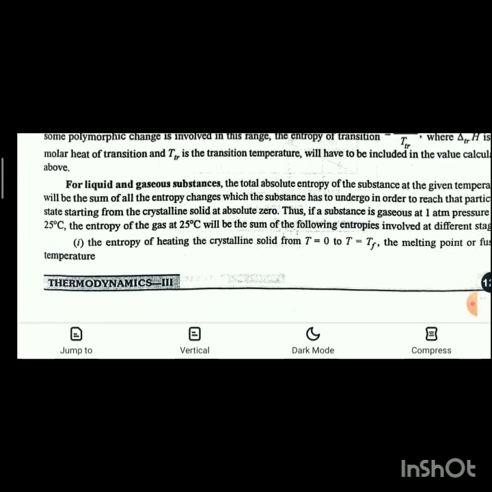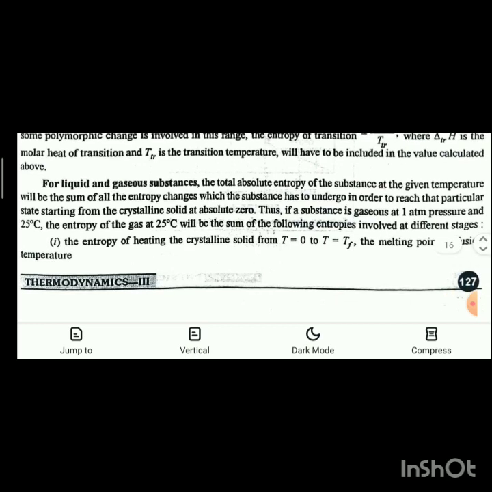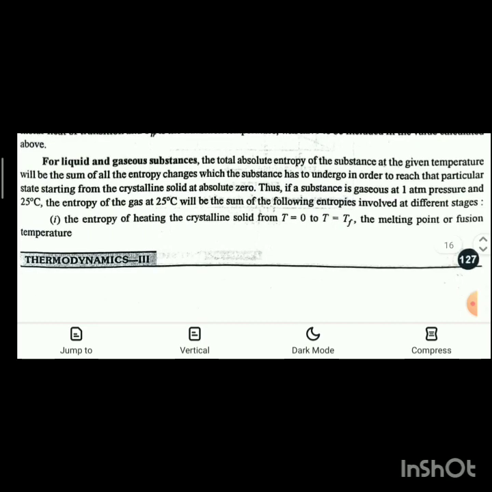For liquid and gaseous substances, the total absolute entropy of the substance at the given temperature will be the sum of all the entropy changes which the substance has to undergo in order to reach that particular state, starting from a crystalline solid at absolute zero. Thus, if a substance is gaseous at 1 atmospheric pressure and 25 degrees Celsius, the entropy of the gas at 25 degrees Celsius will be the sum of the following entropies involved at different stages.